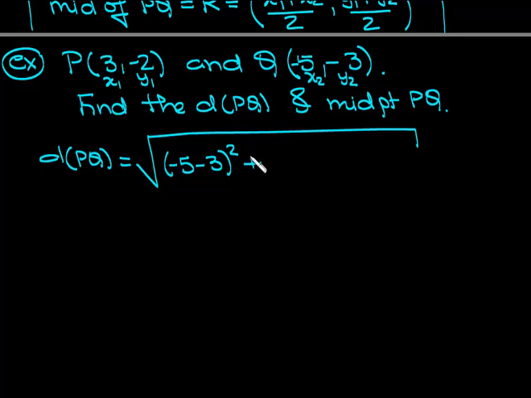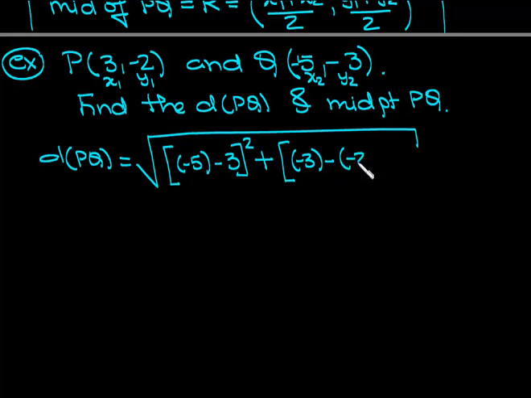Plus you take the difference of the y values, and I forgot to do something that I always tell you to do. When we have negative numbers, we always want to put parentheses around them, right? So let's do that properly. So you have (-5 - 3) squared, plus we have (-3 - (-2)) squared. So I'm taking the difference of the x values, this value and this value, squaring that, plus the difference of this value and this value and squaring that.